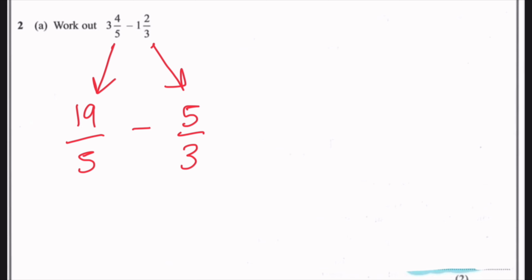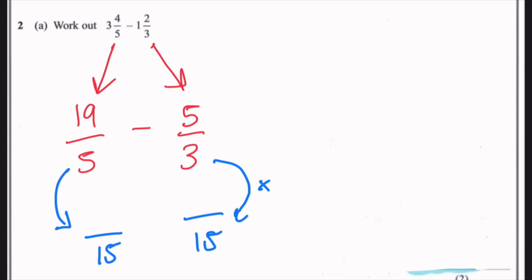Okay, now again, these don't have a common denominator. How do I get that? Very simple. I'm going to multiply this denominator by 3 to get 15. I'm going to multiply this denominator by 5 to get 15. Multiply by 5 there, multiply by 3 there. Now, anything we do to the bottom of a fraction, the denominator, we're going to do to the top to simplify. So I'm going to multiply this by 5 as well. Gives me 25. I'm going to multiply 19 by 3, which gives me 57.